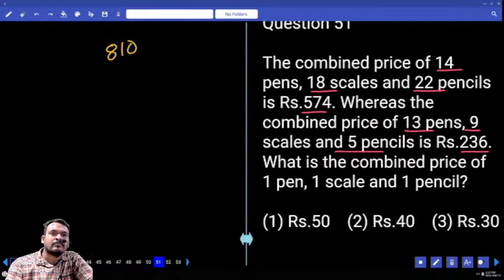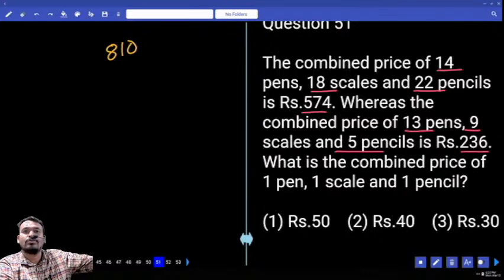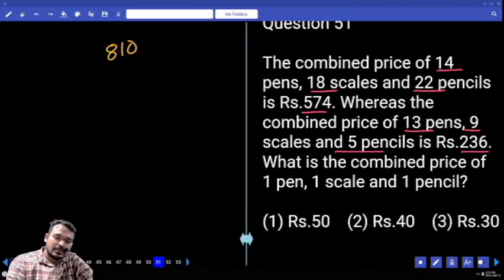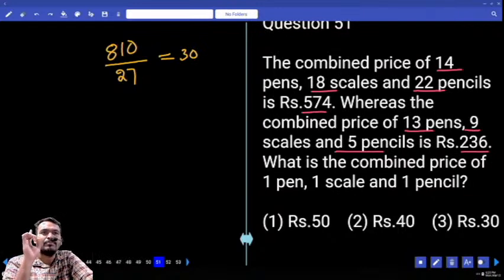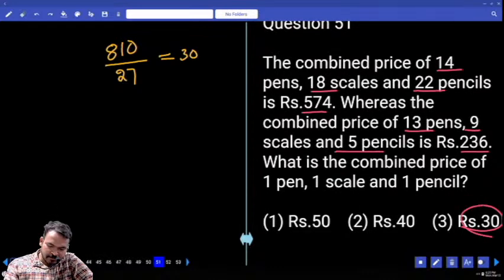810, or not? Yes or no? 810 is equal to the left hand side, 27 times of pen plus scale plus pencil, or not? Means divide by how much? 27. 810 divided by 27, how much are we getting? 30. The 30 will be the sum of 1 pencil, 1 scale plus 1 pen value, or not? What is the answer? 30.